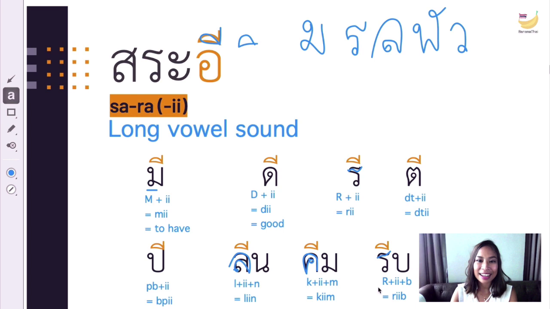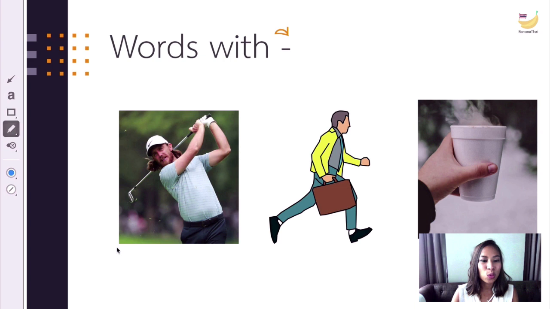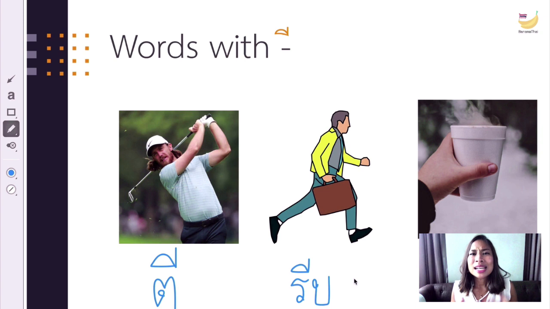So สระอี, นะคะ. Here are the words with สระอี. This one ค่ะ, the word ตี is to hit. ตีกอล์ฟ, to hit the golf. You can say, วันนี้ฉันไปตีกอล์ฟ, today I go hit golf. ตีกอล์ฟ นะฮะ. Next one ค่ะ, in a hurry. You say รีบ, รีบ, รีบ means in a hurry. ฉันรีบ, I am in a hurry. รีบมาก, I am very much in a rush, นะฮะ.